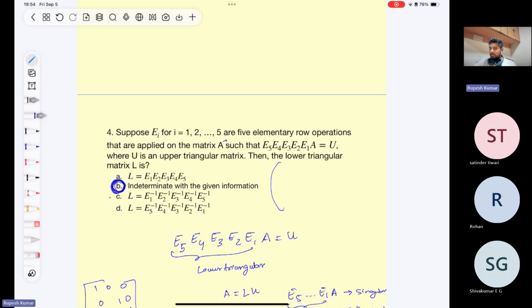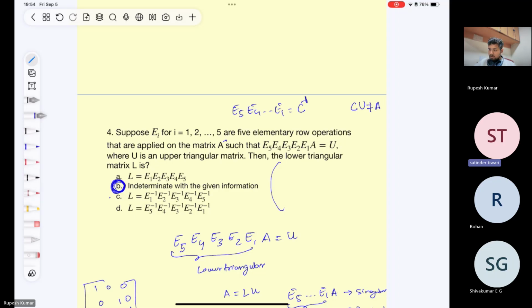So what you are saying is, let's say the product of these matrices E5 into E4 up to E1 is some matrix, let's say C inverse, right? And then you are saying that if we write the term C into U, C into U will not be equal to A. That's what you are saying, right? Satinder, are you saying this? I think you are muted.